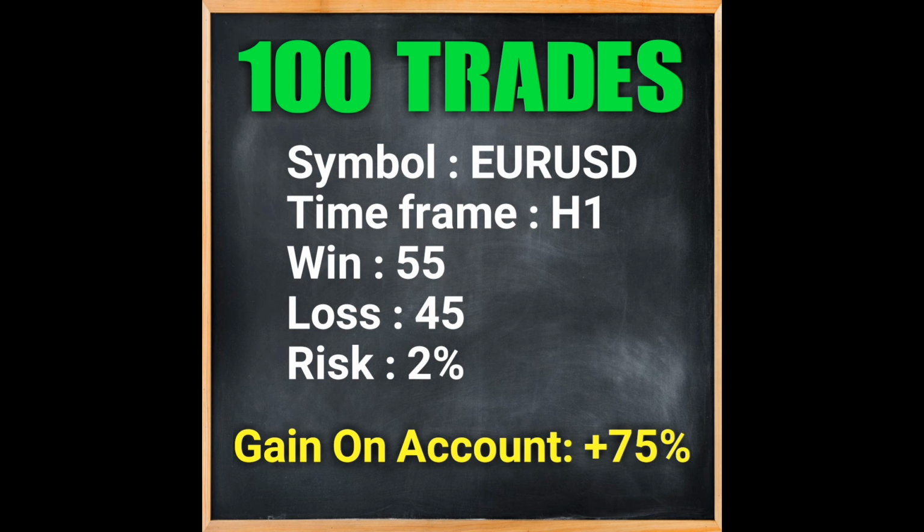The result of 100 consecutive trades in the EURUSD symbol, on the 1 hour time frame, is 55 wins and 45 losses. If we take the trading risk at 2% and, according to the strategy, the take profit is bigger than the stop loss, the gain on account is equal to 75% profit, which is a great statistic. I suggest you do not miss it in any way.